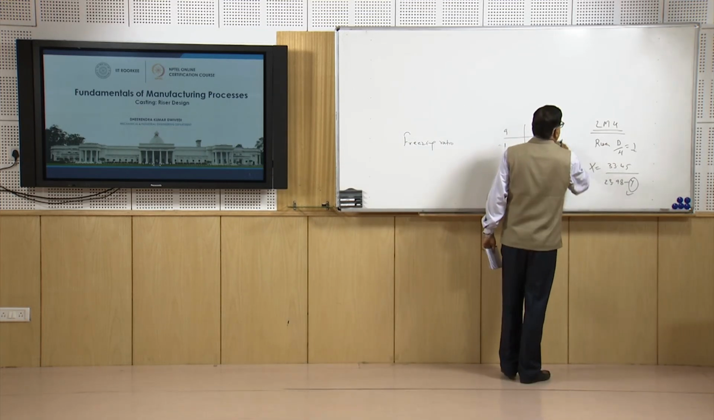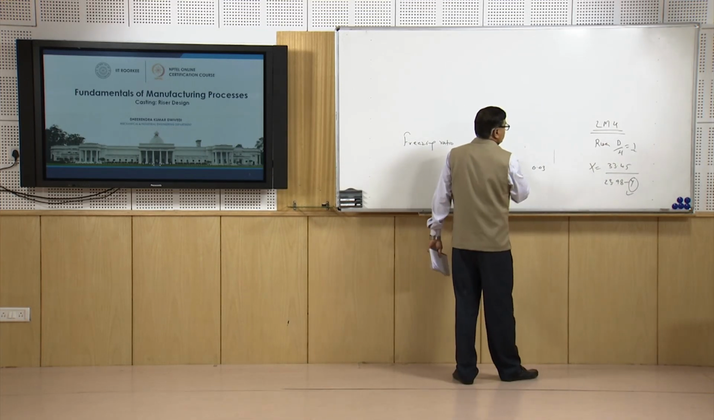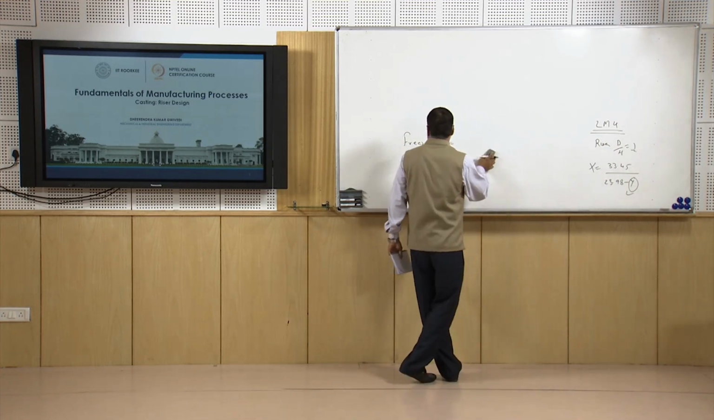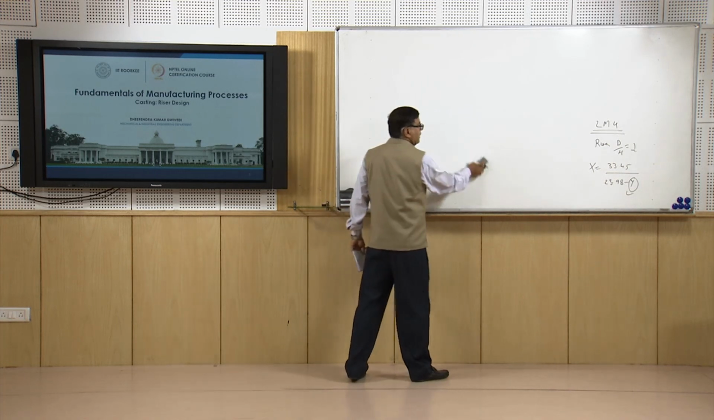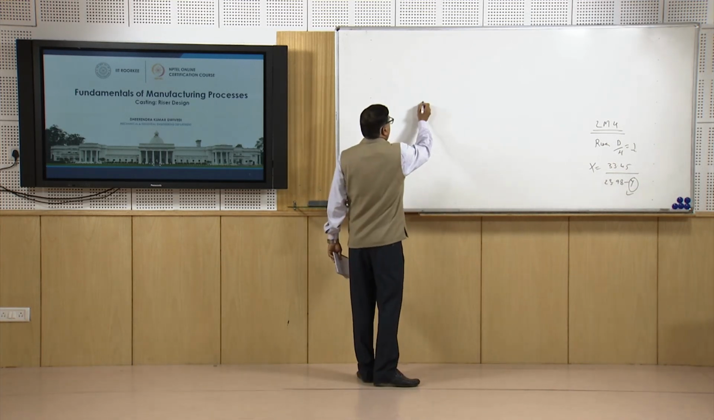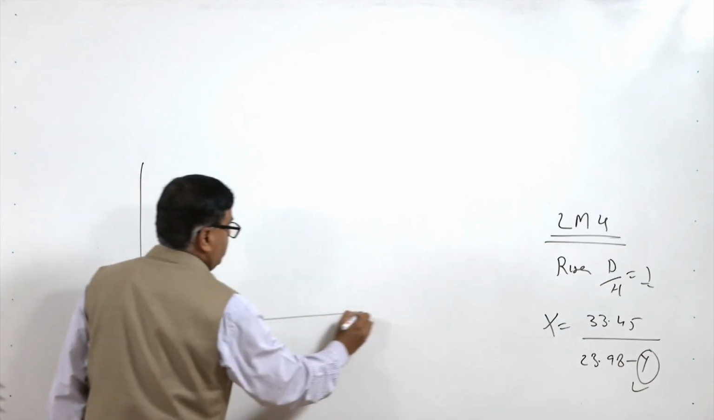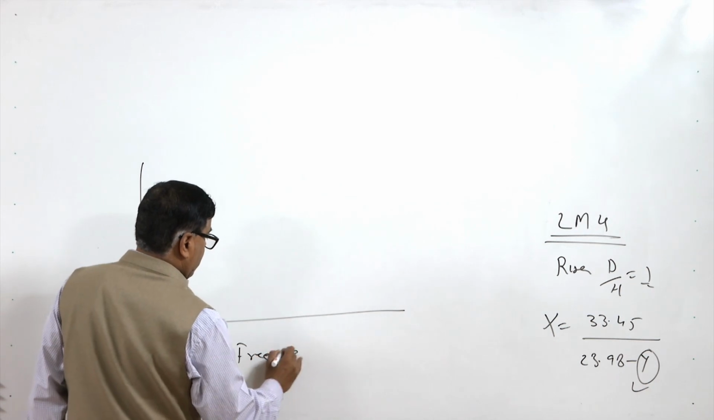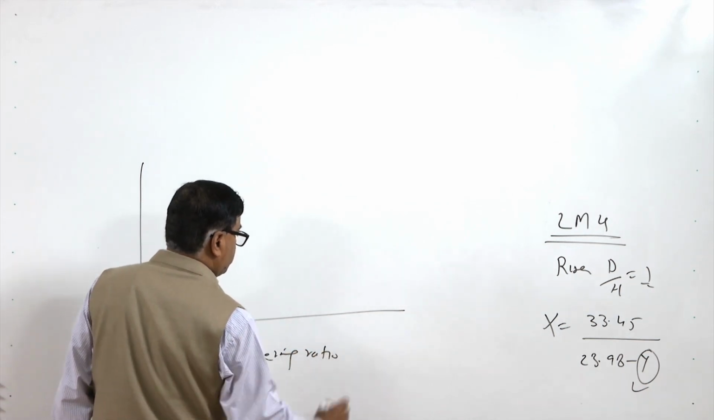Since it is always desired that the value of X is greater than 1, in order to ensure that the molten metal in the riser solidifies at the end. We will now see one typical plot which shows the relationship between the freezing ratio, which should be greater than 1.